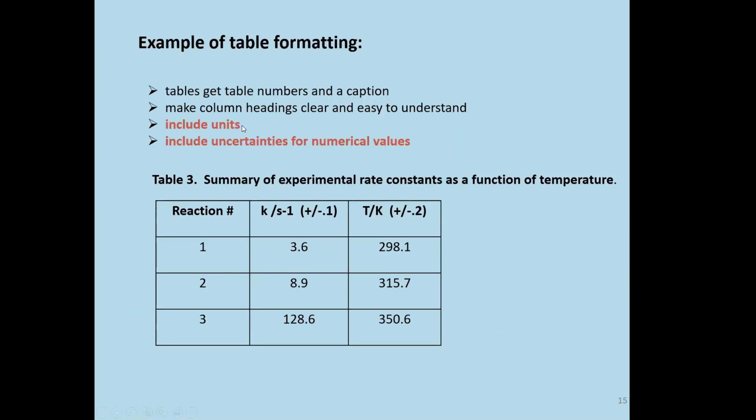When you have a table, make sure each table gets a table number and a caption. When you make a column, the head of the column needs to be clear and easy to understand. You should include the unit here. In here, the unit is per second for the rate constant, and that's a temperature, and the unit is Kelvin. Also, if possible, include the uncertainties for all the numeric values.